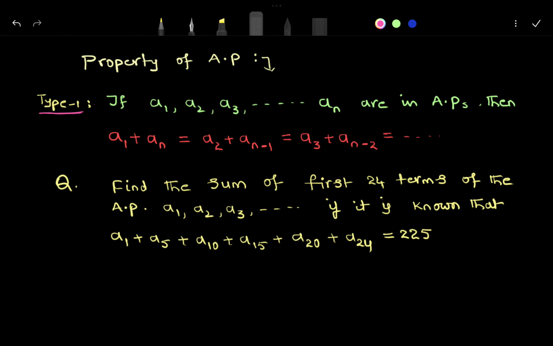Now we are going to discuss a very important property in arithmetic progression. That is, if a1, a2, a3 and so on, an are in arithmetic progression, then a1 plus an is equal to a2 plus an minus 1 is equal to a3 plus an minus 2, and so on. What is the meaning of this expression?